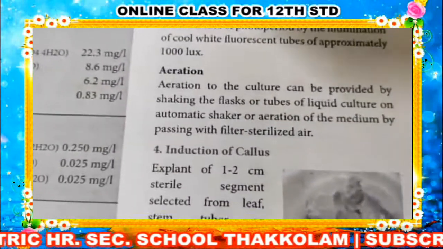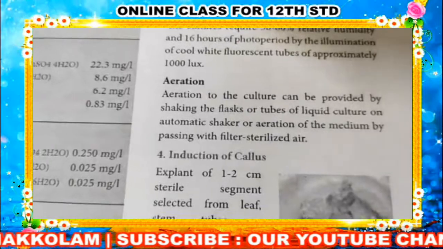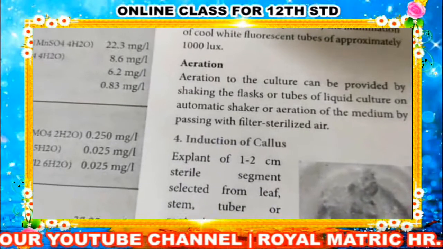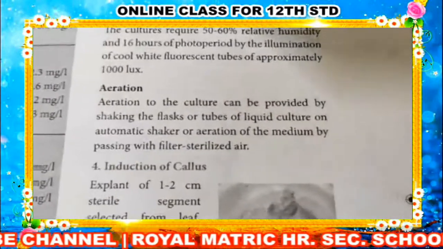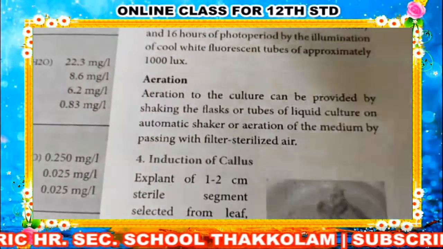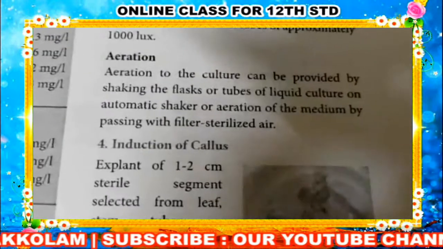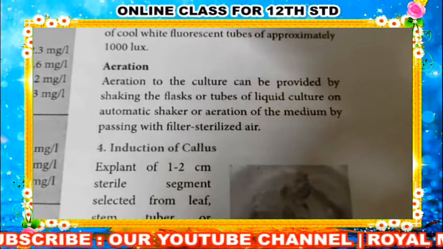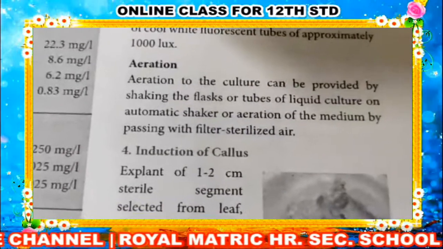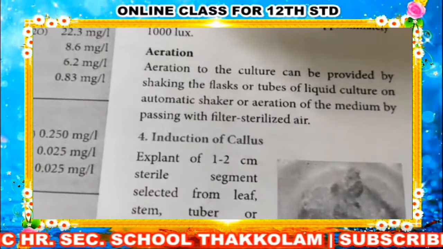Next is aeration. Aeration means what? Exposing to the air. How is it done? Aeration of the culture can be done by shaking the bottle. When you are shaking, air bubbles will come. The tubes of the liquid culture are kept on automatic shakers, or the medium is aerated by passing filter sterilized air. We shake the flask or the tubes of the liquid culture on an automatic shaker, or pass sterilized air through the air filter.